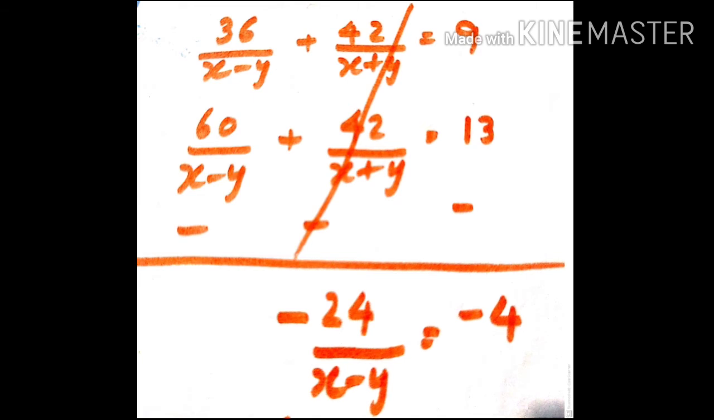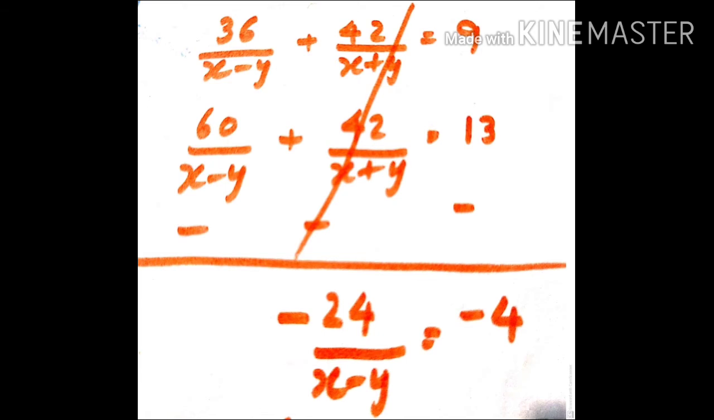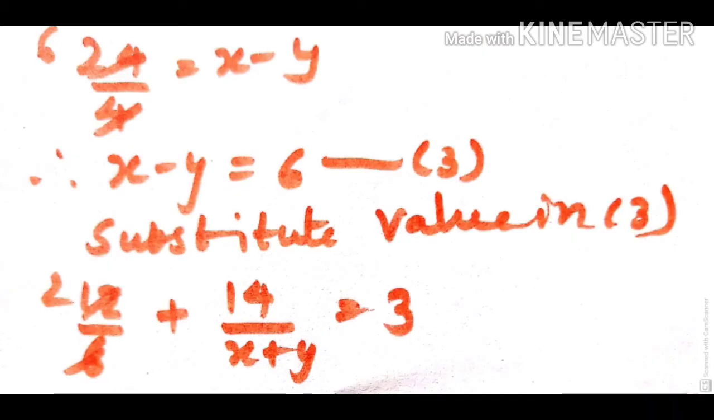Okay, so you see now we take this minus 4 to the denominator and x minus y in the cross way. So by cross multiplication, 24 by 4 is equal to x minus y, and that is divided as 4 sixes, so I get x minus y is equal to 6. This is my equation number 3. Now students, this x minus y value we can substitute in our equation number 2.